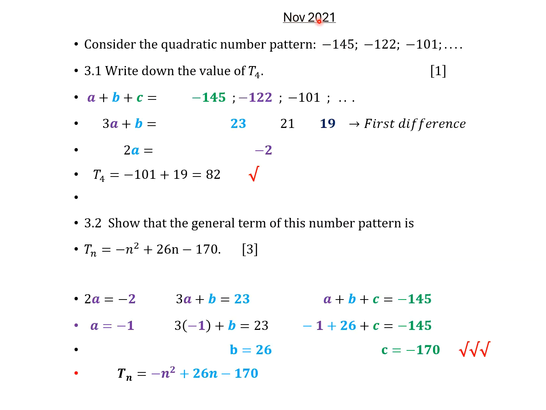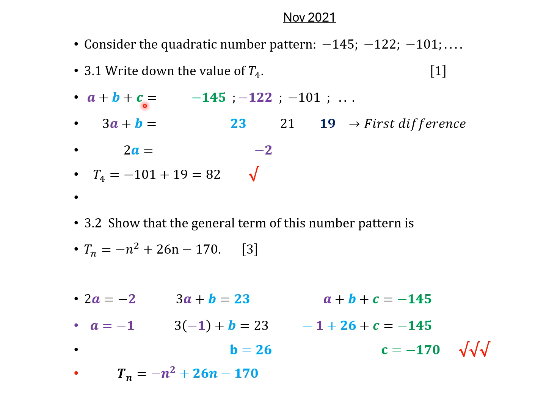November 2021. So this one, as you can see, is a decreasing sequence. We're trying to catch you out with negative values. Right, so consider the quadratic number pattern. So they've stated what pattern I'm working with: minus 145, minus 122, minus 101. Write down the value of term 4.